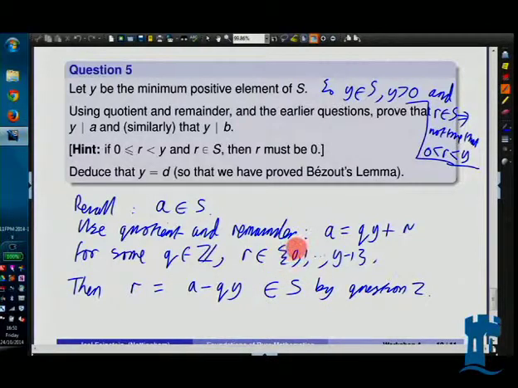R is one of these numbers, 0, 1, up to Y minus 1. So we're in this setting. R's in S, and 0 less than or equal to R less than Y. So R must be 0, because R can't be strictly between 0 and Y. We know that Y is the minimum positive member in S. So R is 0, but if R is 0, then A is Q times Y. A is divisible by Y.